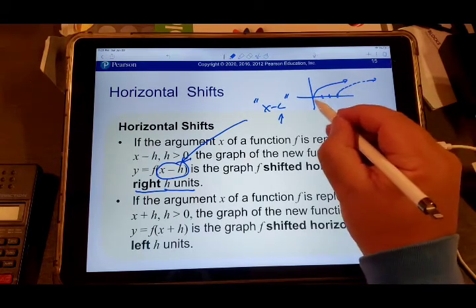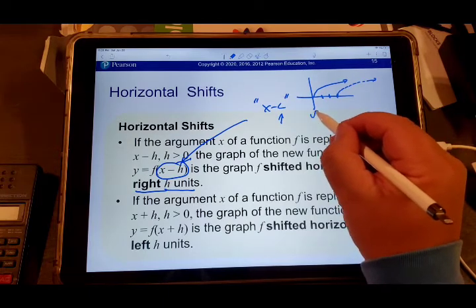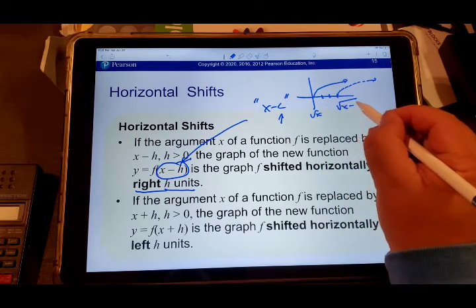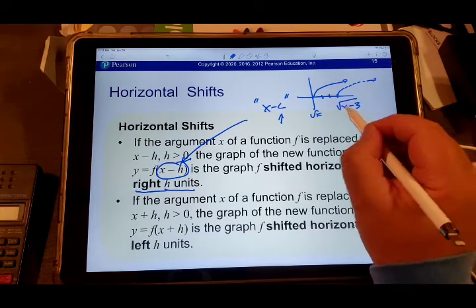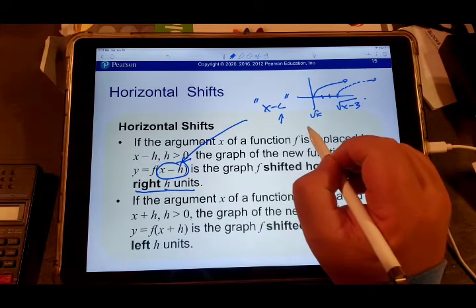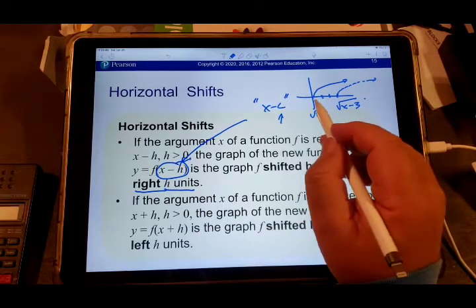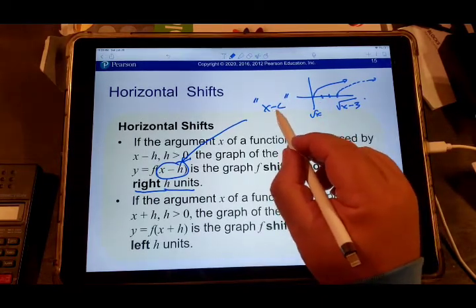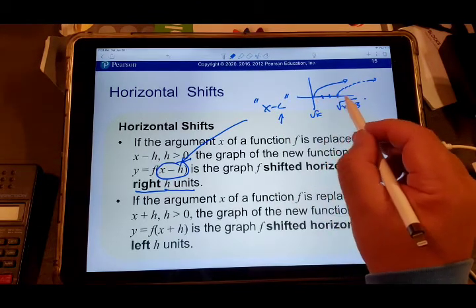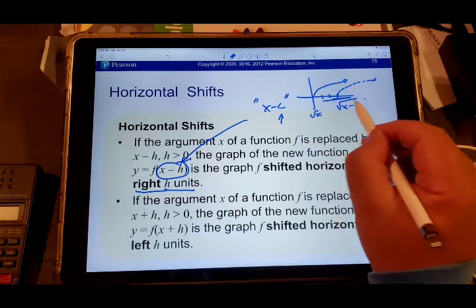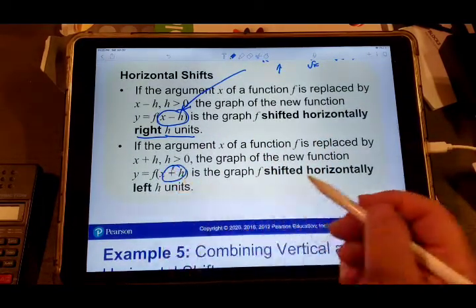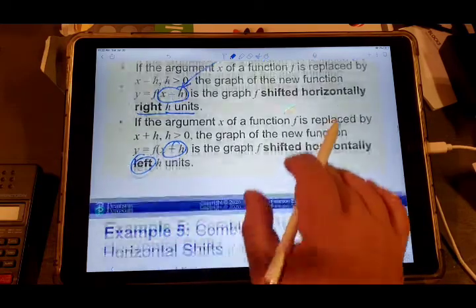and create that graph, if this is the square root, this would be the square root of x minus 3. It's x minus how much you want to shift it to the right. A nice way to think of it is when you subtract 3 from x, things happen later. So they happen later down the line when you're going from left to right. When you add, you're shifting it to the left that distance.